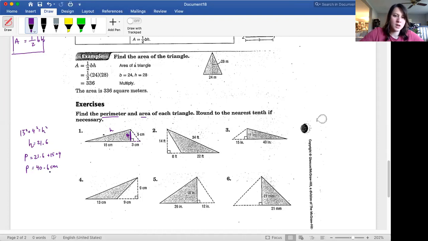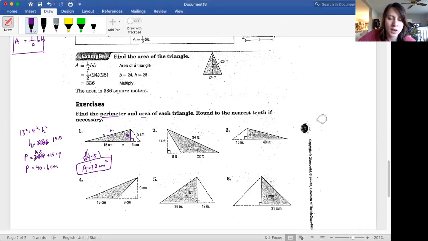Okay, now to find the area, it's 1/2 times 4 times 15. So 4 times 15 times 1/2, or divided by 2, is 30. So the area is 30 centimeters squared. That one was more straightforward, wasn't it?